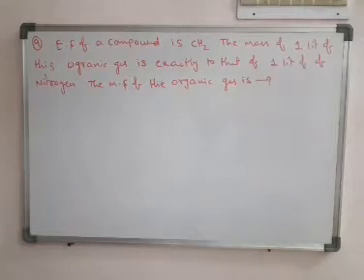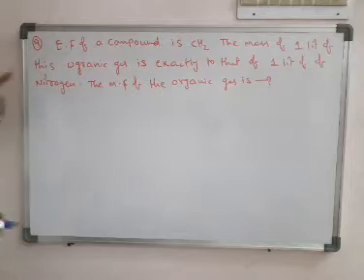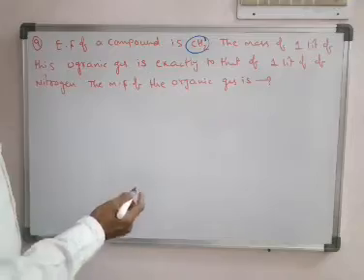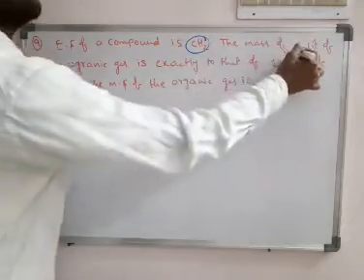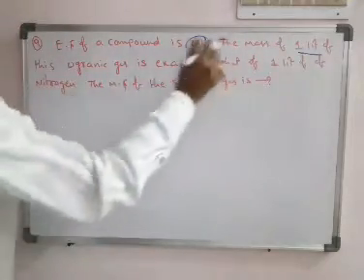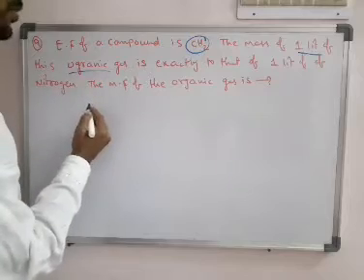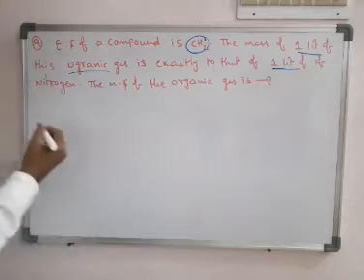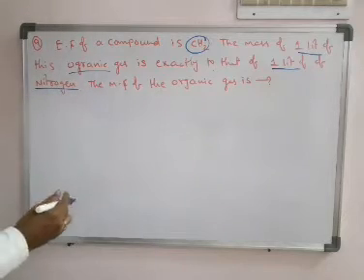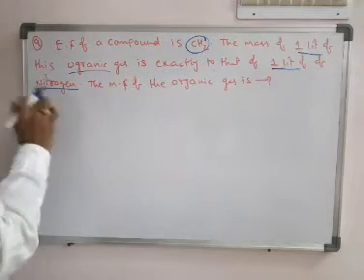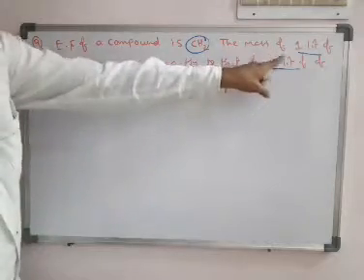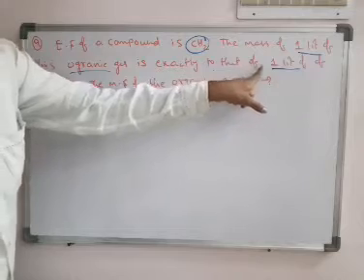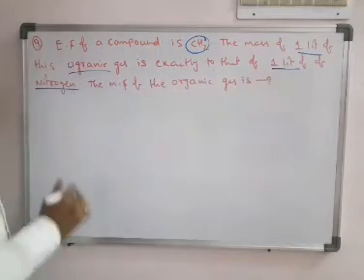Okay, see the next problem. Here it is given that the empirical formula of the compound is CH2. The mass of 1 liter of that organic compound is exactly equal to that of 1 liter of nitrogen. Means the mass of 1 liter of that compound is exactly equal to the mass of 1 liter of nitrogen.